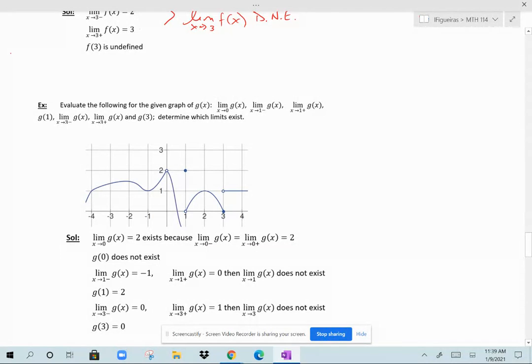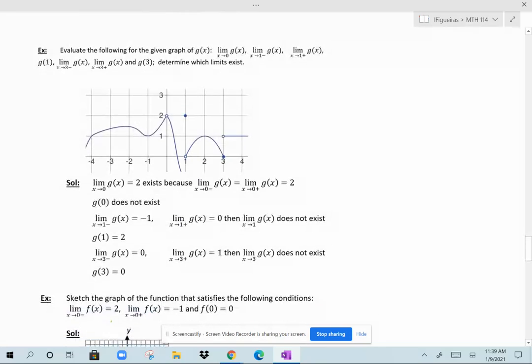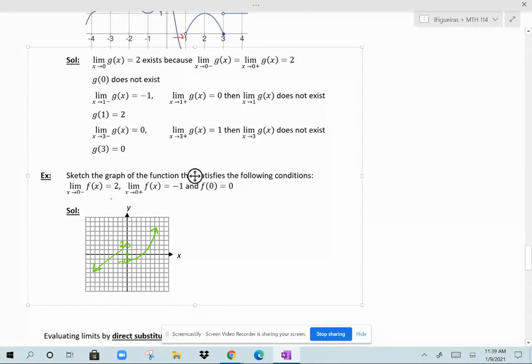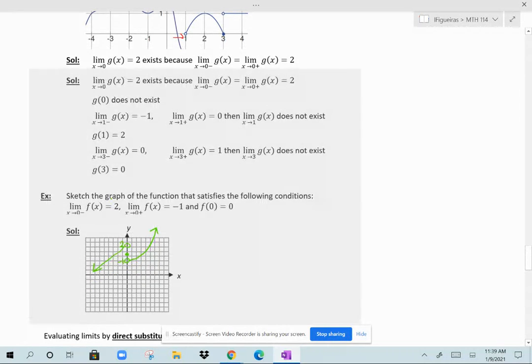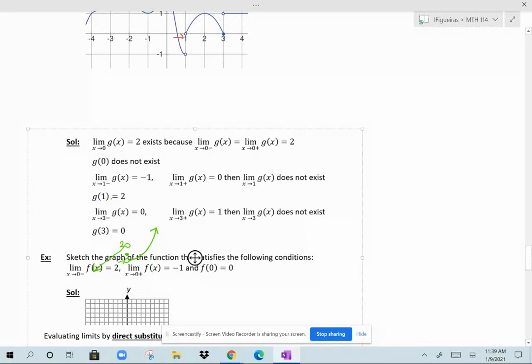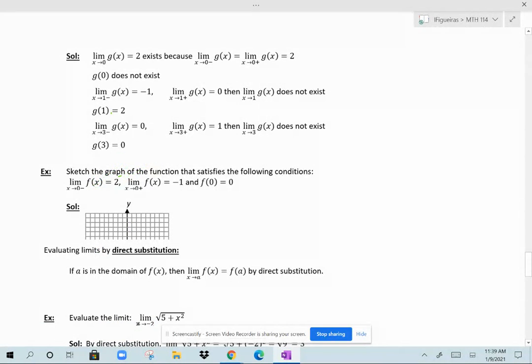But g of 0 does not exist. There is, again, no solid point that corresponds with the x value of 0. There's an open circle at 2. So although the limit exists, the function does not. Now we're going to look at the limit as x approaches 1. Well, as x approaches 1 on the left side, this appears to be going towards, again, I think I'm not quite showing the whole picture here. Yeah, I'm not. Let me get rid of this.